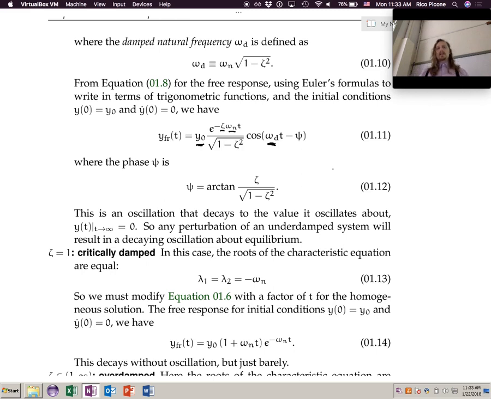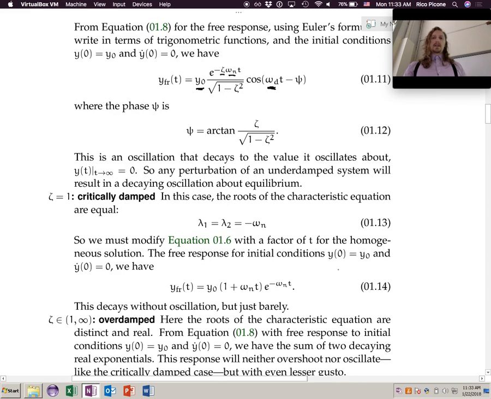So then there's the case where zeta equals 1, the critically damped case. In this case, the roots of the characteristic equation are equal to each other, and they're both equal to negative omega n. So we must modify equation 1.6, our homogeneous solution, with a factor of t, because you have a repeated root. The free response for initial condition y naught, and once again the time derivative of y being 0, yields equation 114.